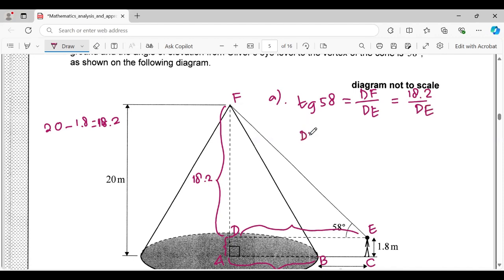Or DE equals 18.2 over tangent 58. It is 11.73726. So on. This is DE. And it means R.